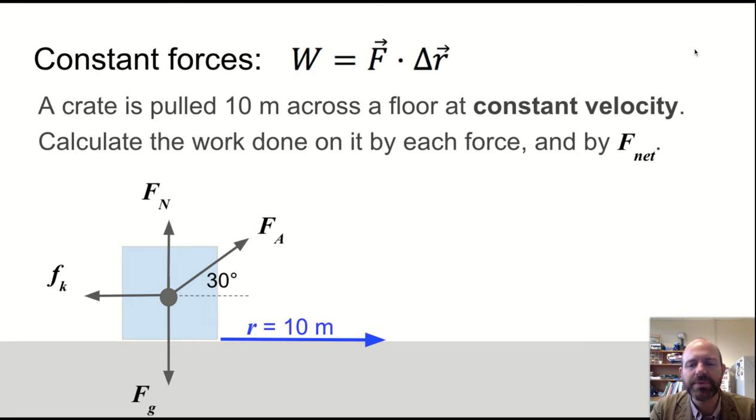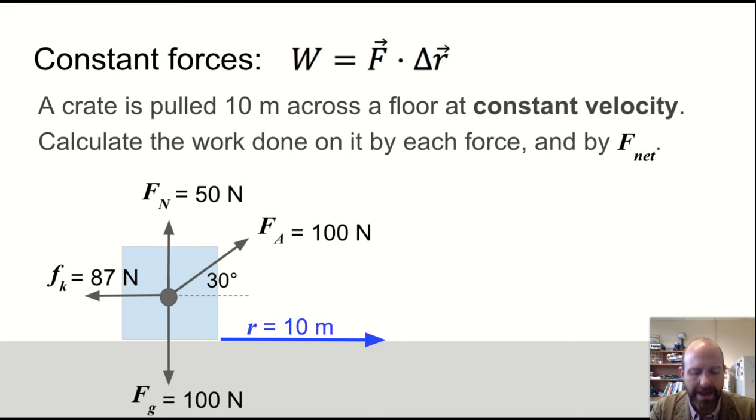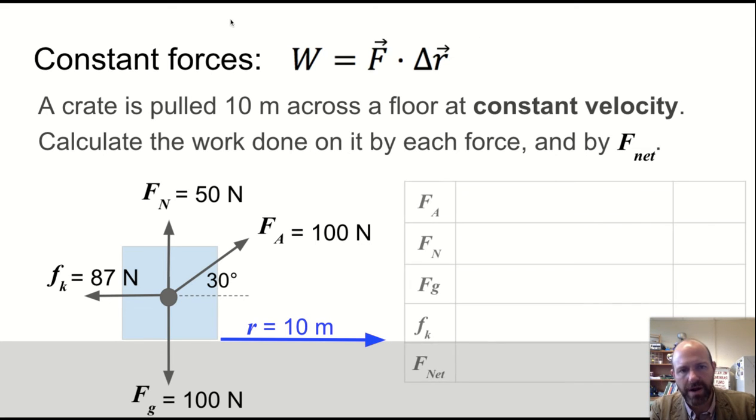If I have this particular situation, I've got a force of gravity pulling down, of course, an applied force at an angle. There's a normal force and a force of kinetic friction. This is a constant velocity situation, which means the net force is 0. So once I know that the applied force is 100 newtons and the weight is 100 newtons, I can fill in the rest of the forces. That's kind of a Newton's first law situation problem.